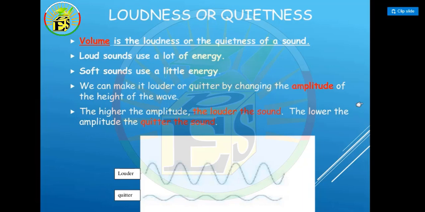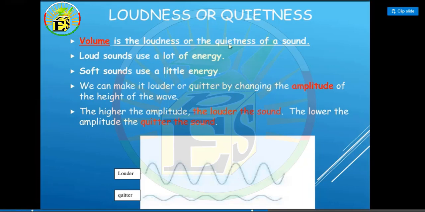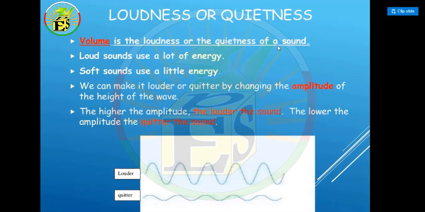Next is loudness or quietness. Sound can be very loud, sound can be normal, sound can be quiet, very low. Volume is the loudness or the quietness of the sound. We have the volume option in many sound devices, like in the cell phone. When we want to listen to music with high sound, we turn up the volume. When we want to listen to it at less volume with less sound, we turn down the volume.